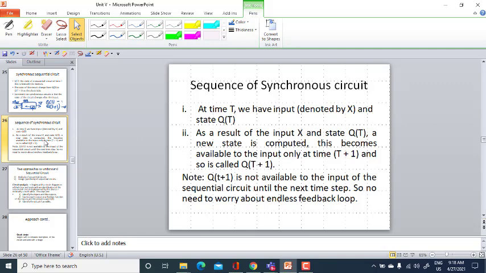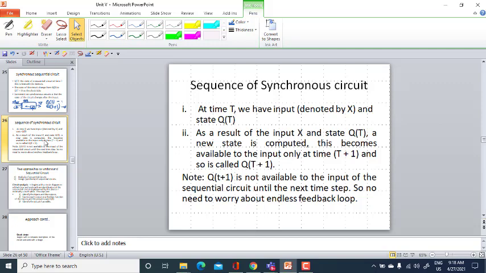Coming to how your synchronous circuit will be operated: as I said already, you have two types of sequential circuit. One is synchronous sequential circuit and another one is asynchronous sequential circuit. Synchronous sequential circuit will have a common clock, and asynchronous circuit won't have a common clock, and it is quite difficult to construct, and that we will see later. Now we will focus on the synchronous circuit.